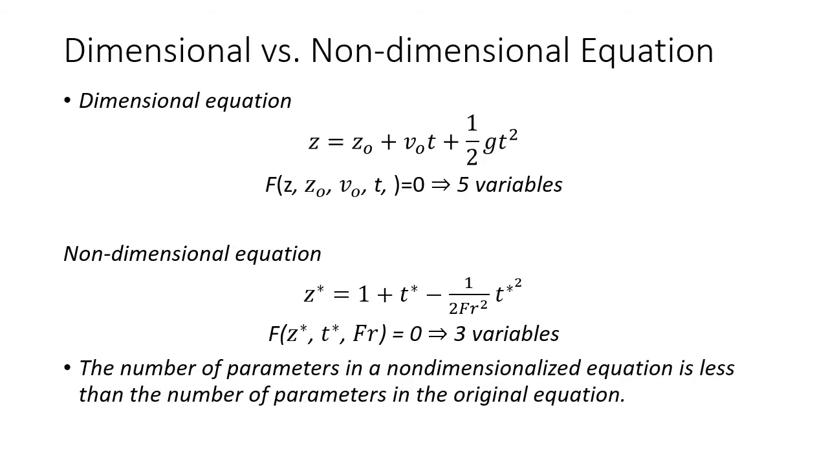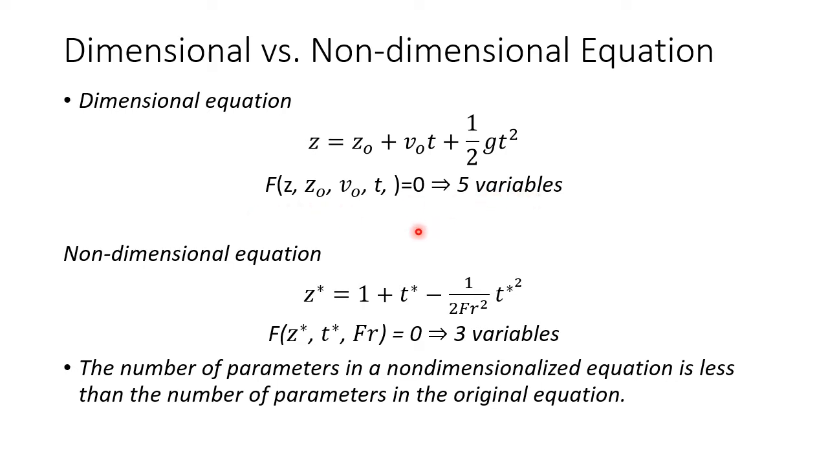Now compare the dimensional equation and the non-dimensional equation of the problem we discussed. We derived the dimensional equation, and we also got a non-dimensional expression for the same problem. The dimensional equation was z is equal to z0 plus v0 t plus half g t square, wherein it is a function of 5 parameters.